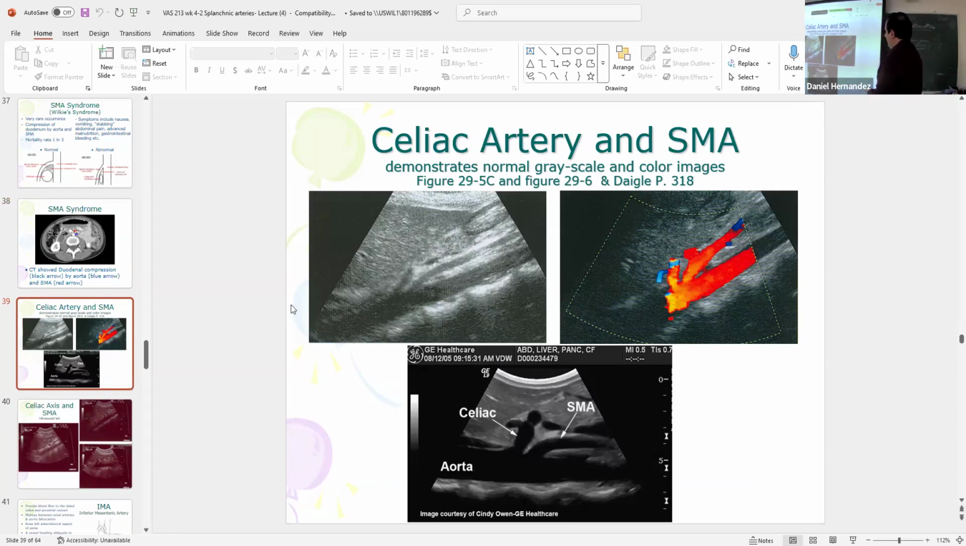So celiac artery and SMA. So again, just get comfortable being able to recognize an ultrasound celiac SMA. We know celiac is more superior, more cephalic. Just below that, SMA comes off and kind of parallels the aorta. You got the echogenic mantle of fat that surrounds it. So even on sagittal view, you can still see the echogenic fat surrounding that artery there.